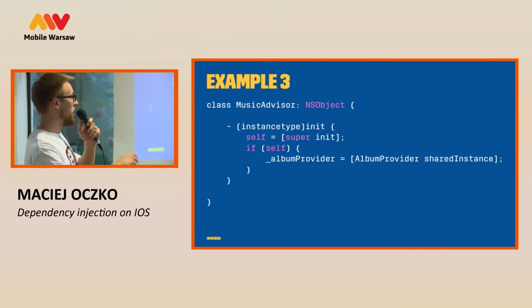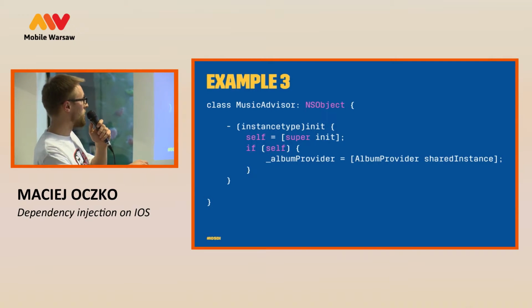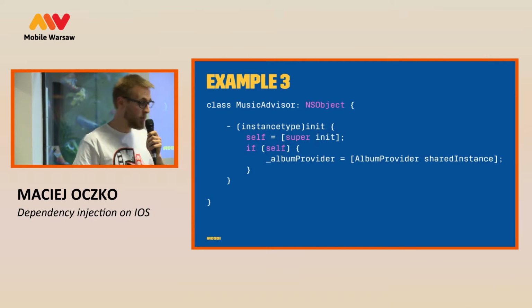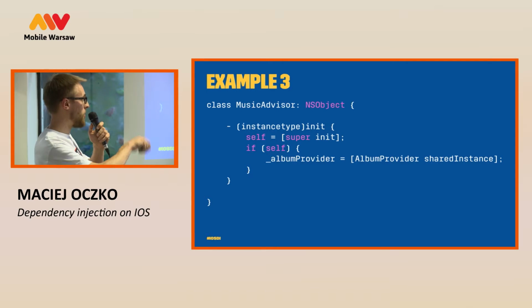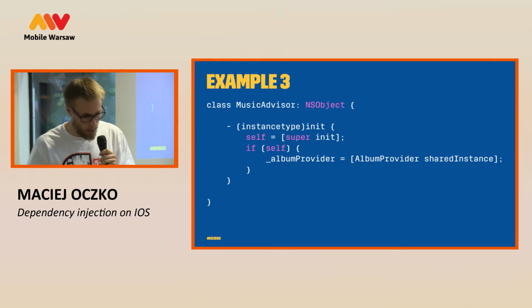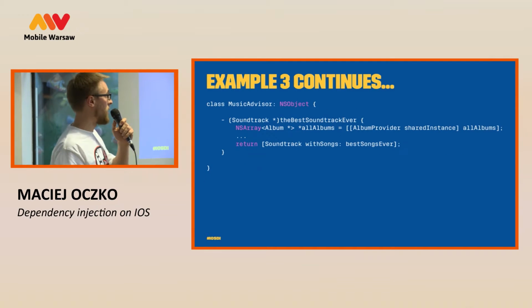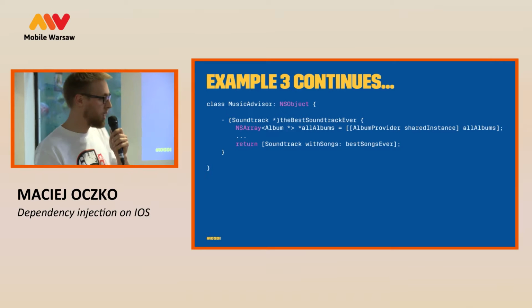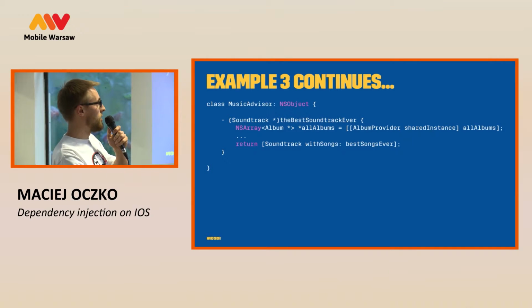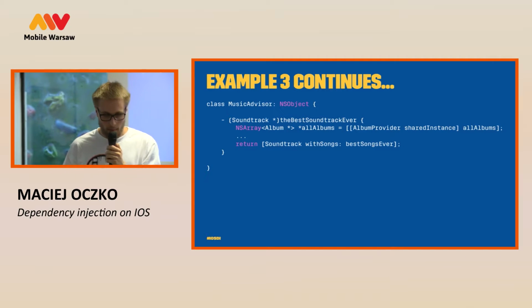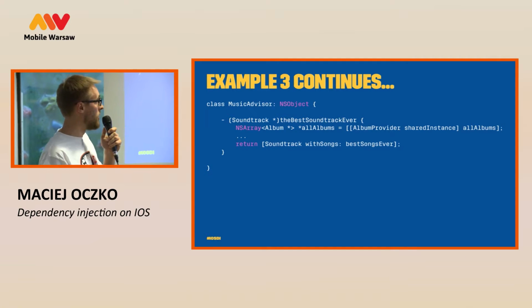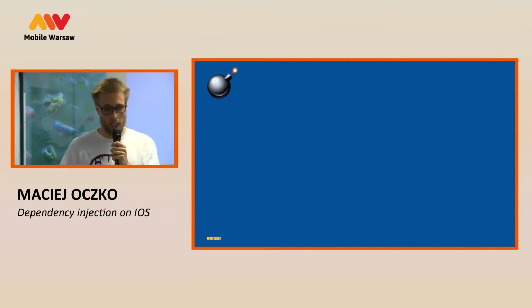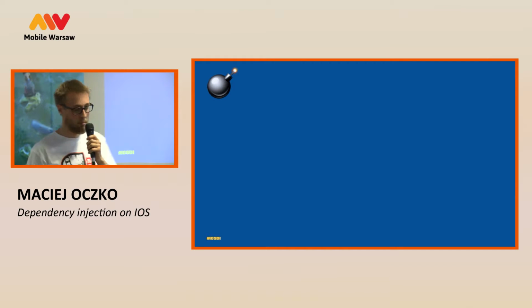And this is not bad because we assigned the shared instance to our album provider property, which is not really so bad because we can use this ivar or property in our class. But probably more often we see something like this. So we want the best soundtrack ever for our great music service, and we just use this in our method. And this kind of stuff is a ticking bomb. The shared instance is an absolutely ugly and bad pattern.